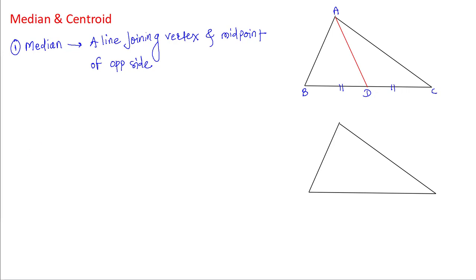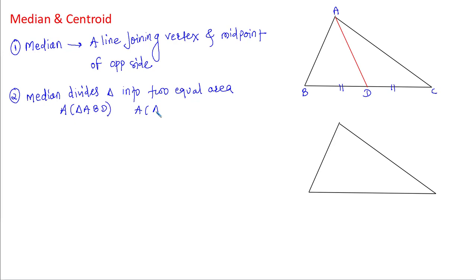The second property here is, a median divides a triangle into two equal areas. Look here, a median divides a triangle into two equal areas. So over here we can see that the area of triangle ABD and the area of triangle ADC are going to be the same. Median divides a triangle into two equal areas.